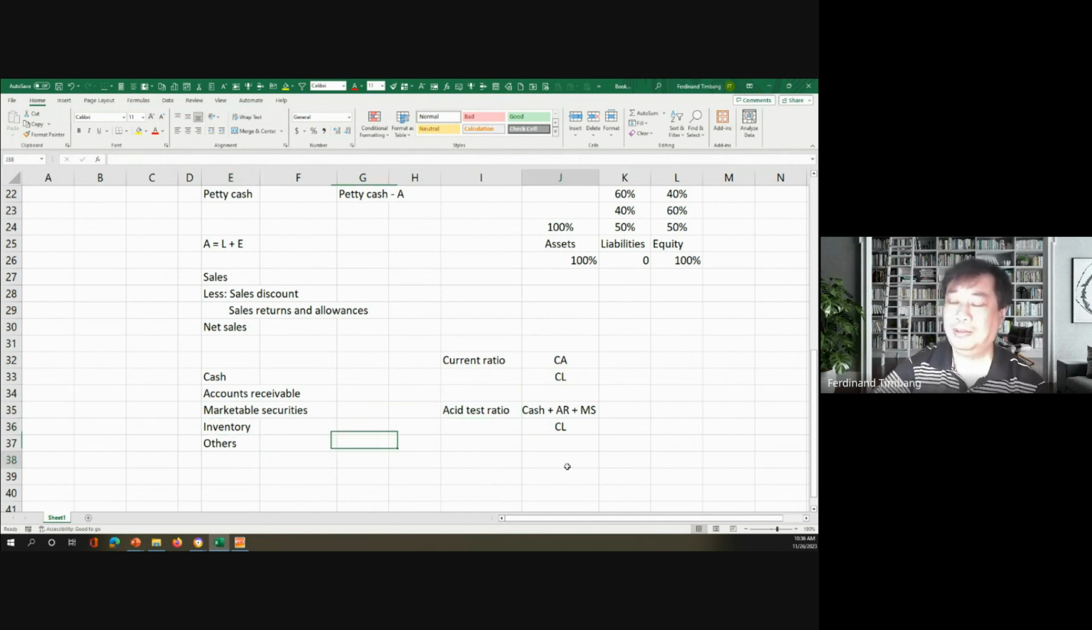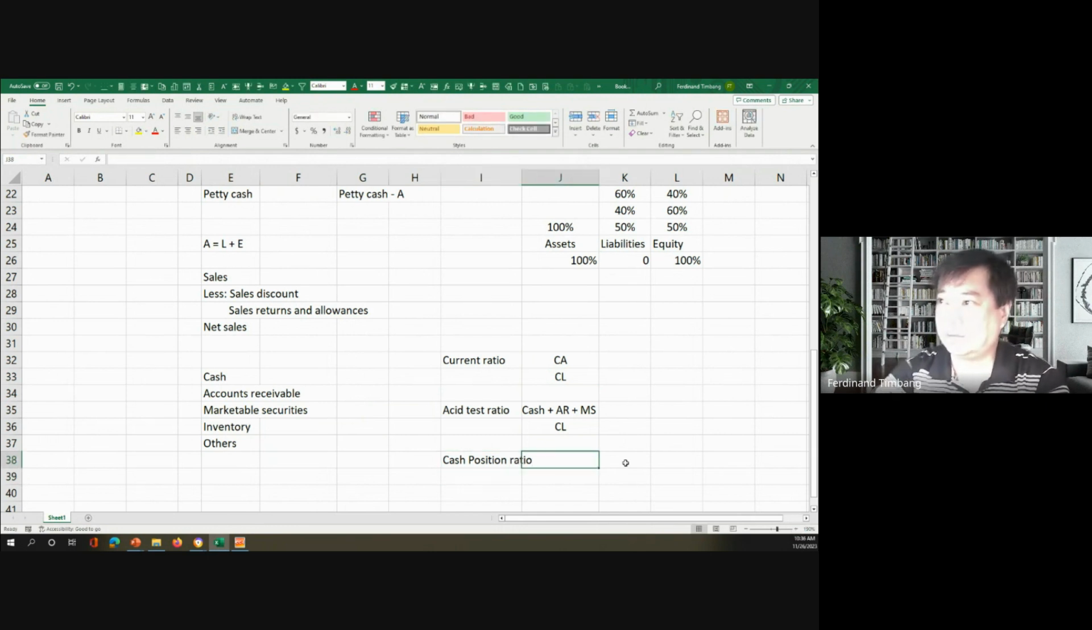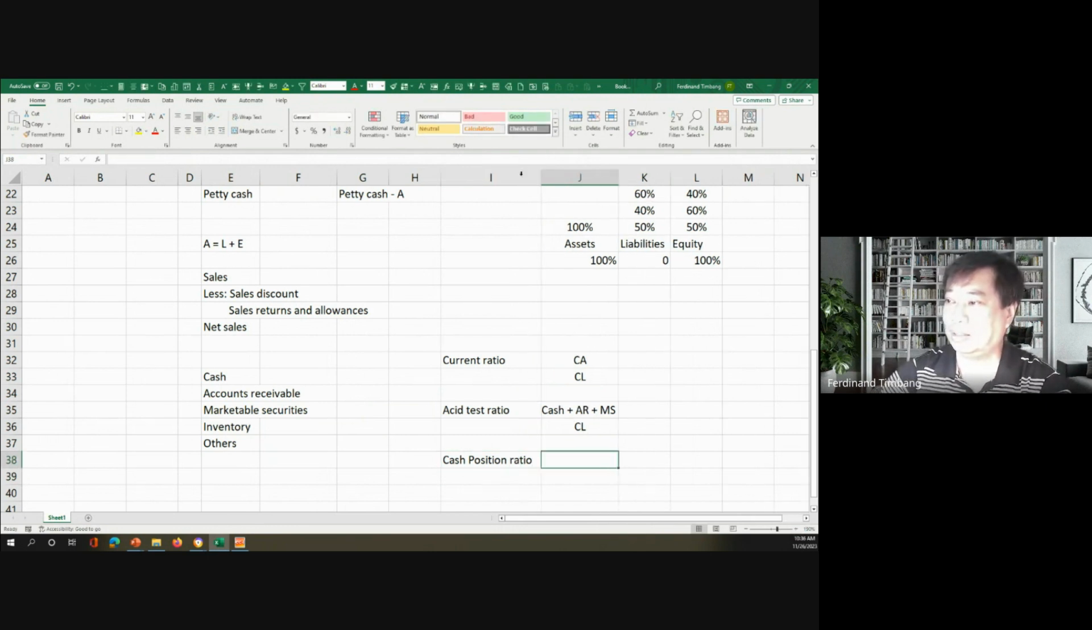Then, this acid test ratio, they consider it not to be very liquid also. Yung ginawa nila, in-improve nila ulit yan. Nagkaroon tayo ng cash position ratio. Yung cash position ratio natin na to, ang ginawa nila, cash na lang plus marketable securities all over current liabilities. So, ito ang pinaka-liquid sa lahat.